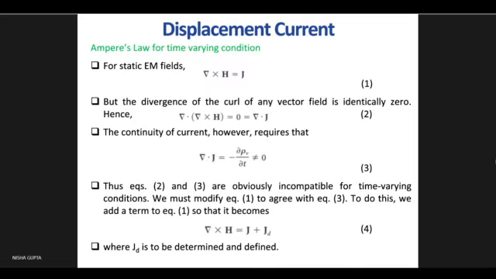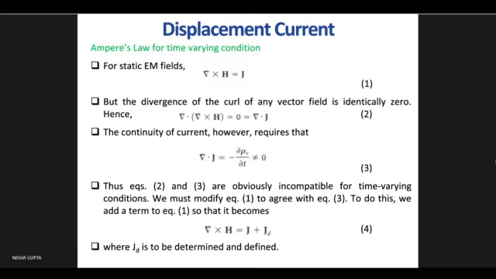But it is not true, because we know from the continuity equation that del dot J is equal to minus del rho_v by del t, the time derivative of the volume charge density, and this is not equal to 0. So there is something wrong with this equation, and we cannot use it as it is for the time varying case. What was true for static electromagnetic fields is not true for time varying fields.